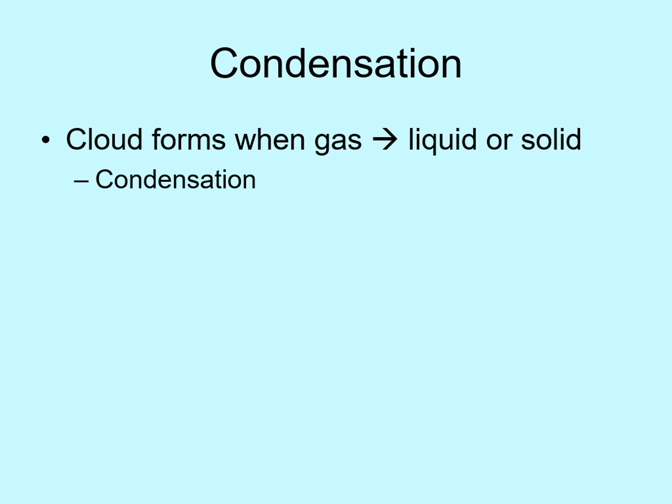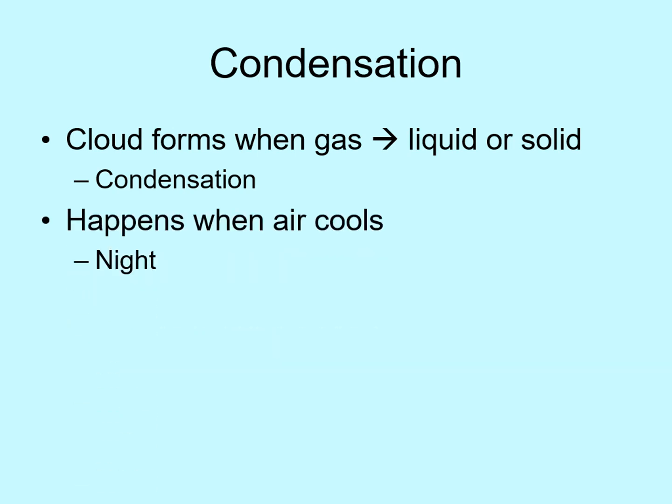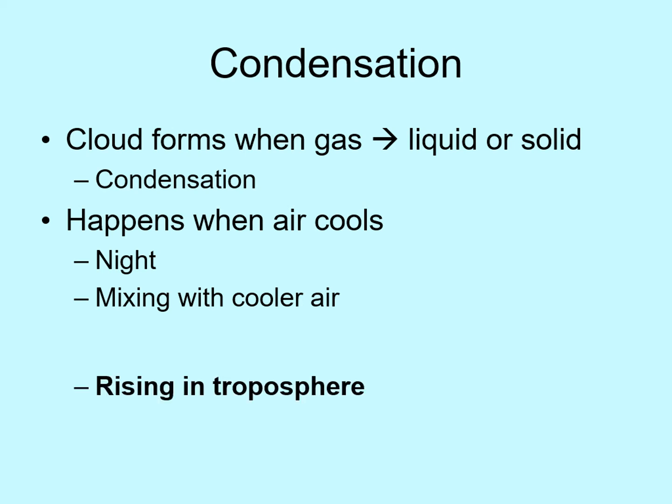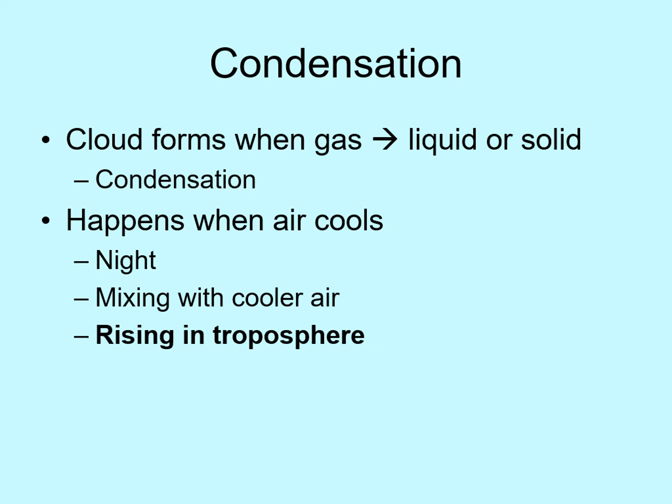The way clouds form is through condensation. When a parcel of air cools down, a gas, like water vapor, starts to form tiny liquid droplets. This cooling can happen at night, which is why fog often forms at night, or when warm, moist air mixes with cooler air. However, one of the key ways to cause a cloud to form is when air near the surface rises due to convection and cools. This is common in the troposphere.